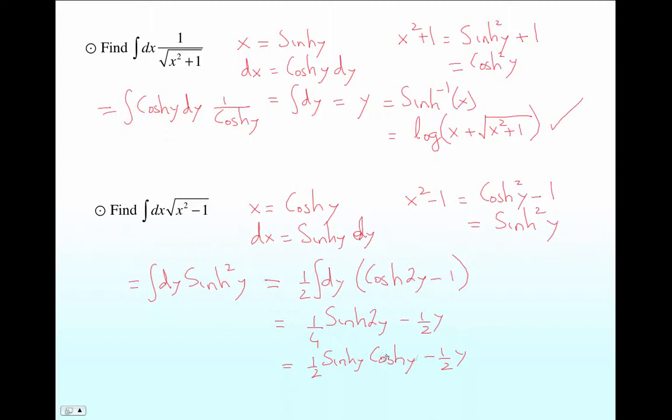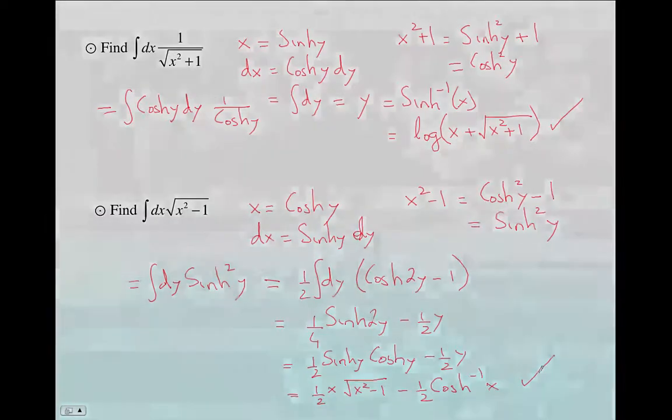Now x is cosh y, so we can substitute x for this over here. But what about sinh y? Well, that's easily done. That's just the square root of x squared minus 1. And so we have half x square root of x squared minus 1 minus half y. But y is cosh inverse of x. And so that is the answer.